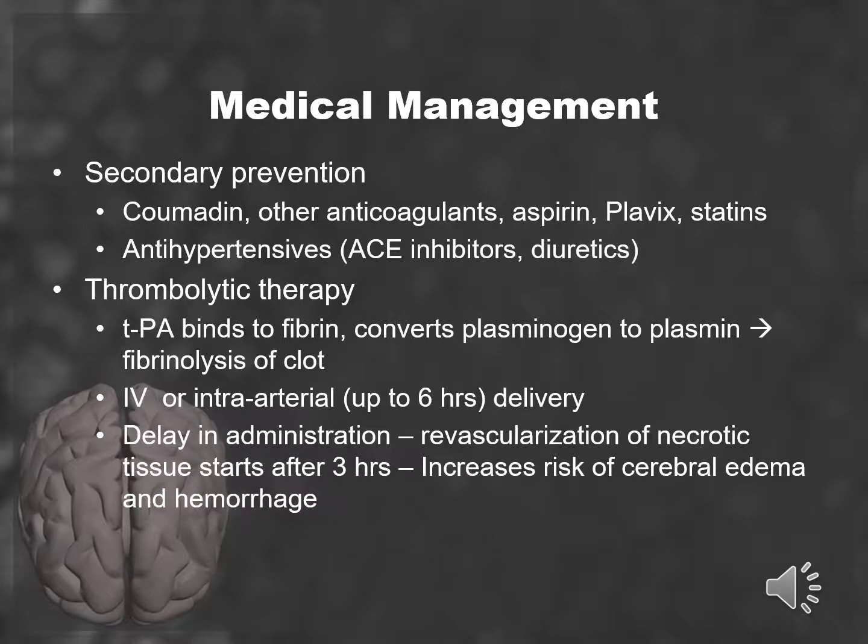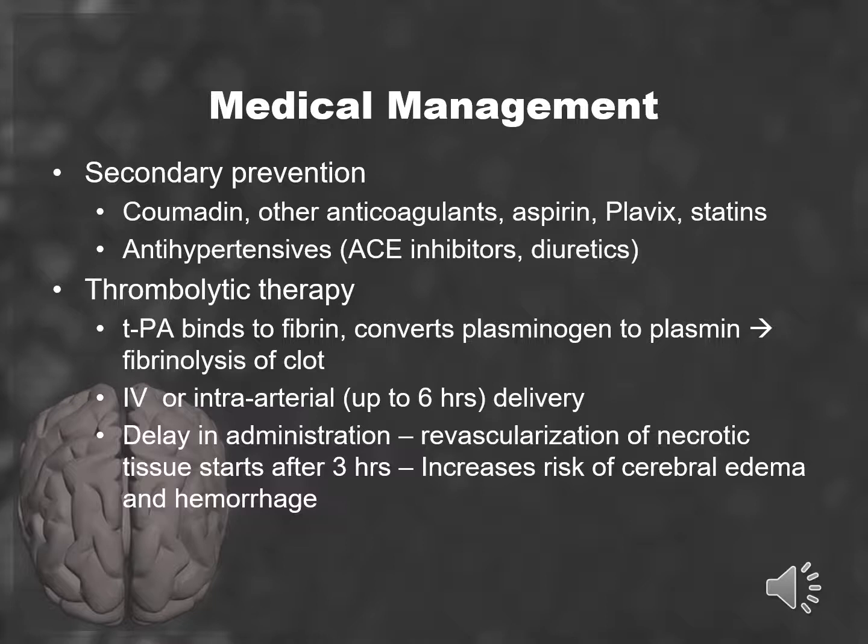For patients who have had a TIA or a stroke, there are certain things that they must be on to prevent another stroke in the future. This includes things like anticoagulants such as Coumadin. Most of these patients will also be on aspirin or Plavix or both, as well as a statin to help reduce cholesterol. In addition, patients who are hypertensive will also be on antihypertensives to help decrease that risk for a hemorrhagic stroke in the future.